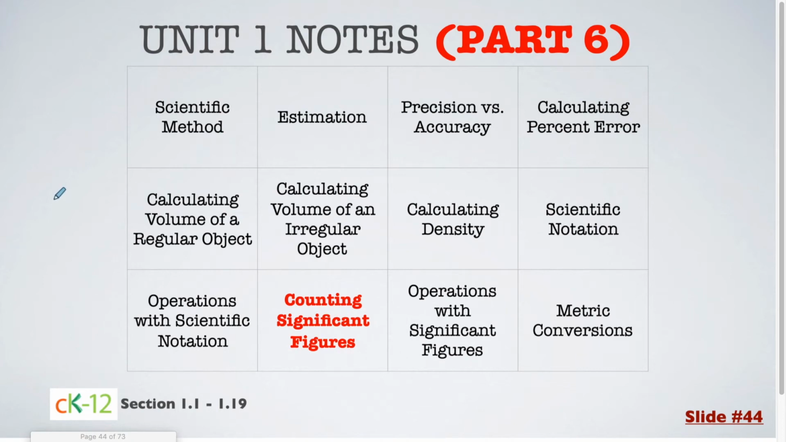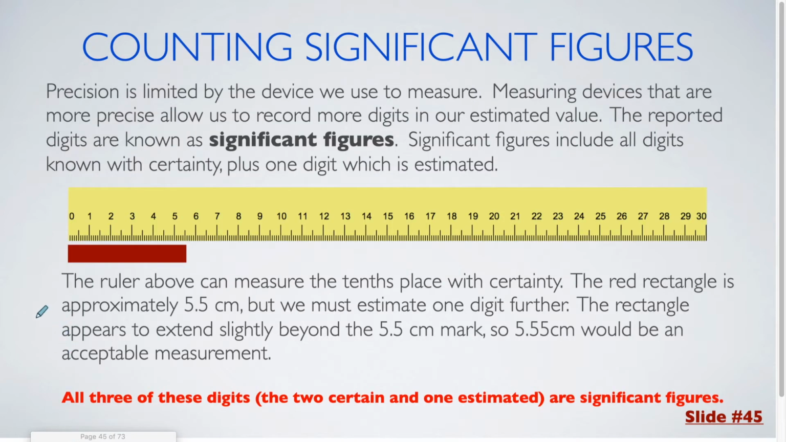In Part 6 of the Unit 1 notes, we will be covering counting significant figures. Precision is limited by the device we use to measure. Measuring devices that are more precise allow us to record more digits in our estimated value. The reported digits are known as significant figures. Significant figures include all digits known with certainty, plus one digit which is estimated.